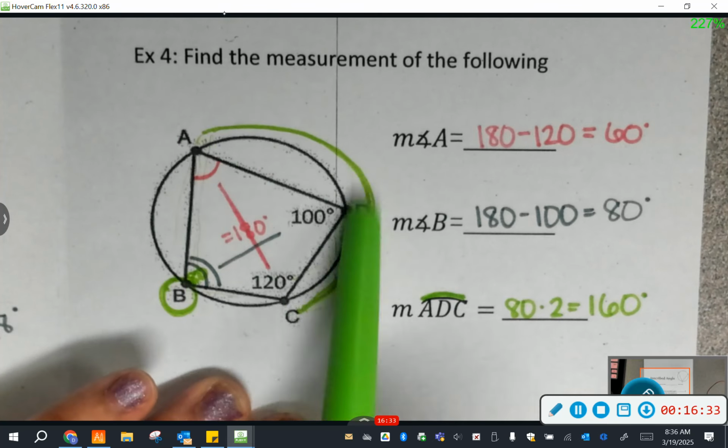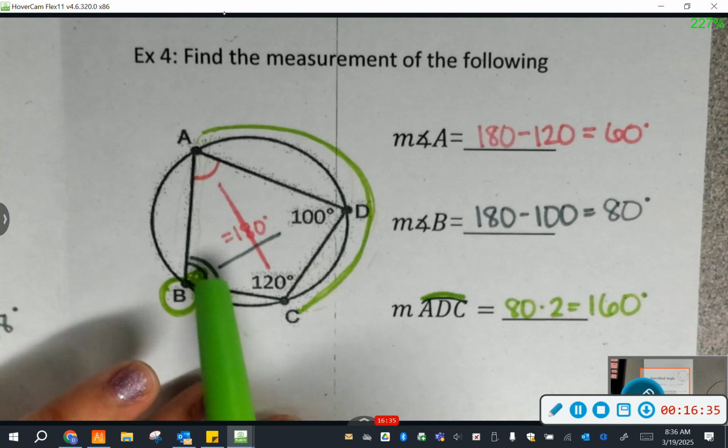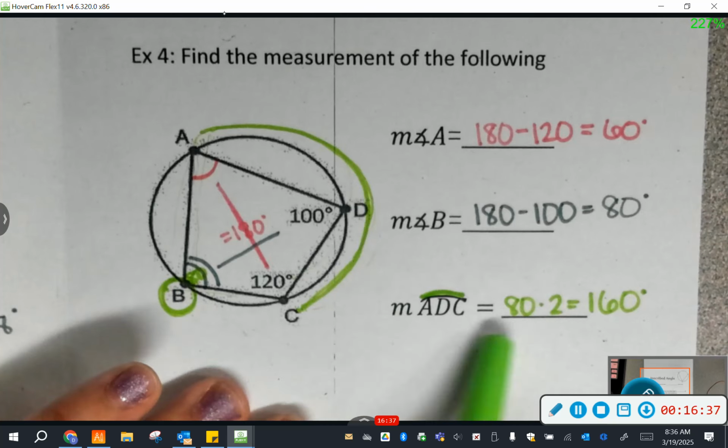So ABC, your arc is the other, or your angle is the other letter. If that's the arc, your angle is the letter that's not included in there.